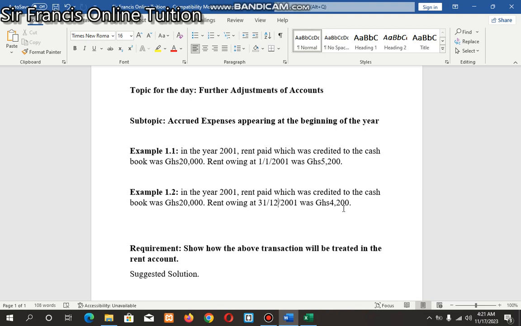The business has consumed the benefit relating to that rent, but the payment is yet to be made. They benefited from the apartment that they rented, but the amount they are supposed to pay for that rent, they have not paid. So that portion for which the payment has not been made but the benefit has been consumed at the end of the period is what is known as expenses owing at the end of the accounting year.